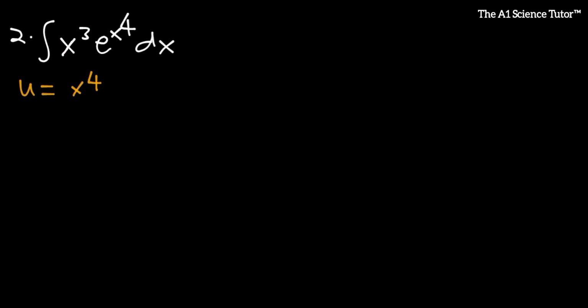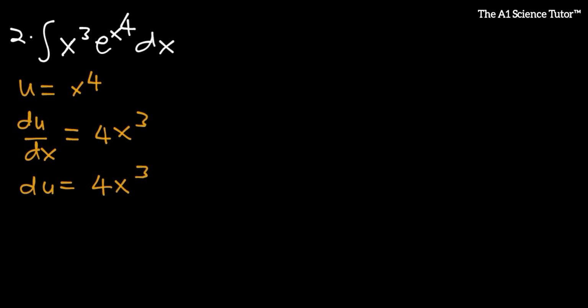So next up, I need to differentiate u with respect to x. So that is going to be du dx, and here we're going to have 4x cubed. So du will be equal to 4x cubed dx. Next up, I need to make dx the subject so that I would use the form of it to substitute into dx. So that is going to give me du over 4x cubed, which is equal to dx.